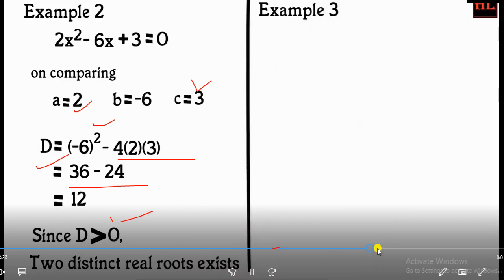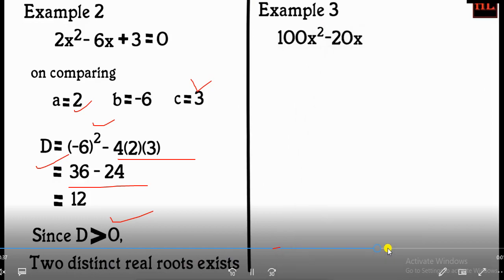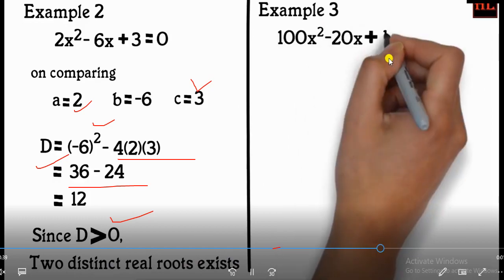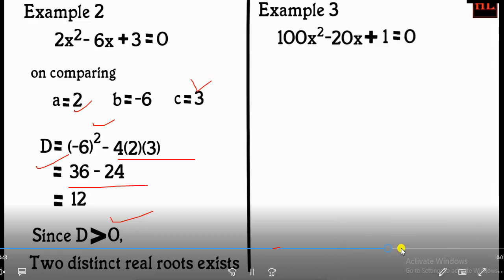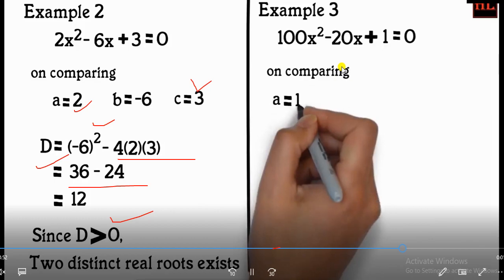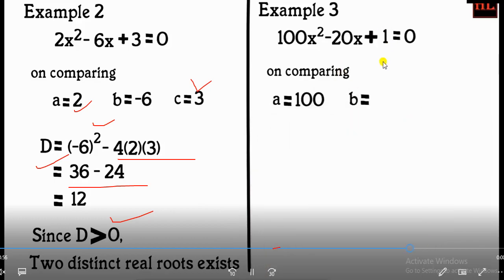Now let us see example number 3. We have 100x square minus 20x plus 1 equals 0. Again on comparing, first of all we will find out the values of a, b and c. So the a value is what? 100. The value of b is what? Minus 20. And what is the value of c? Clear, it is 1.